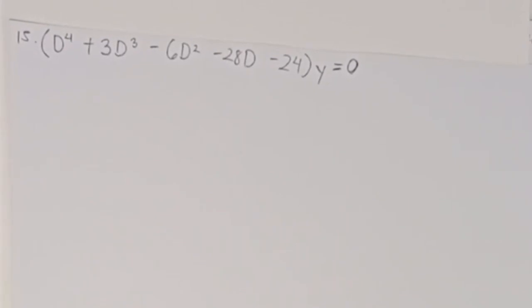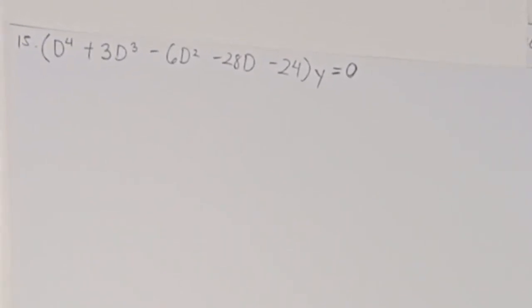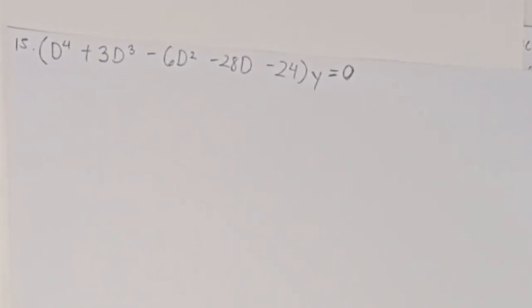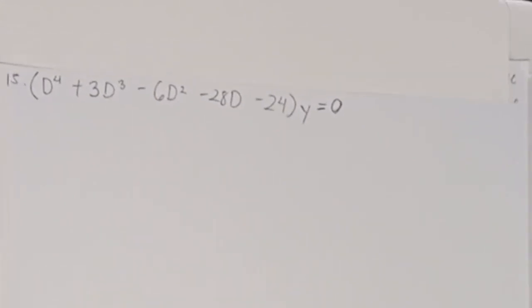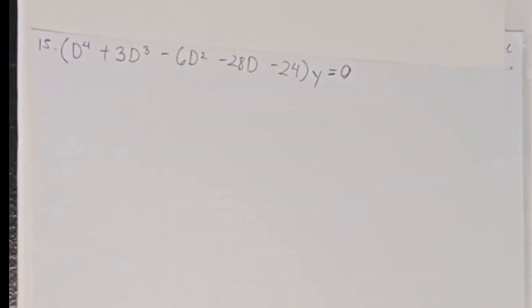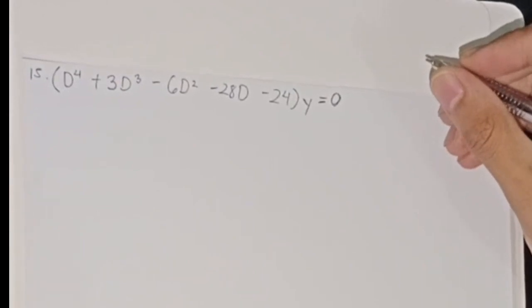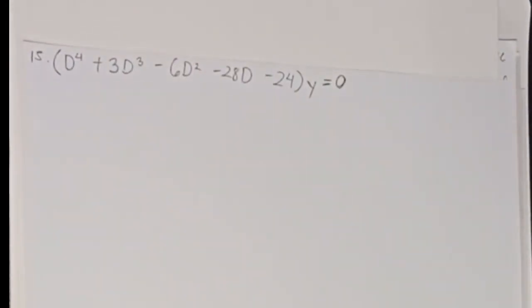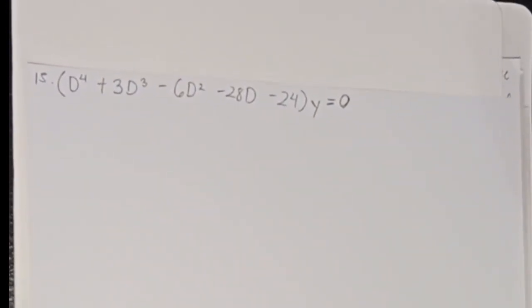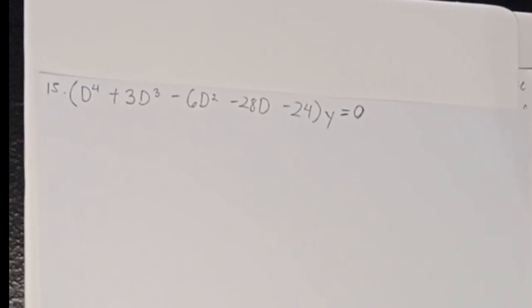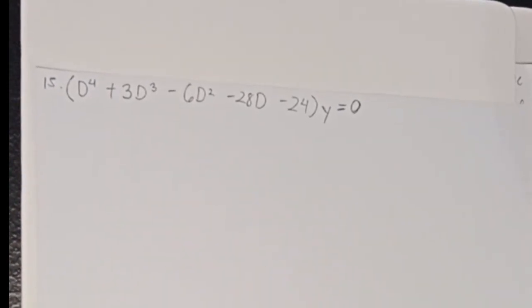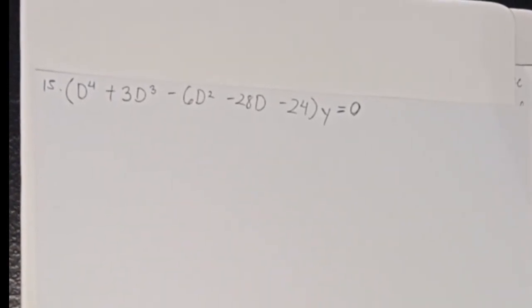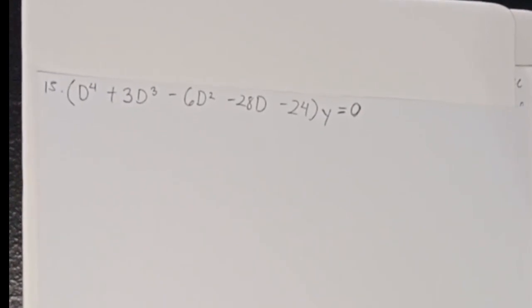In this video, we will solve auxiliary equation with repeated roots of homogeneous differential equation with constant coefficient. So we're given a problem of quantity D to the power 4 plus 3D cubed minus 6D squared minus 28D minus 24 times y is equal to 0. Just like before, as instructed by the book, if it's not specifically given what the independent variable is, we will assume it's x, and the dependent variable will be y. So that will be dy over dx.